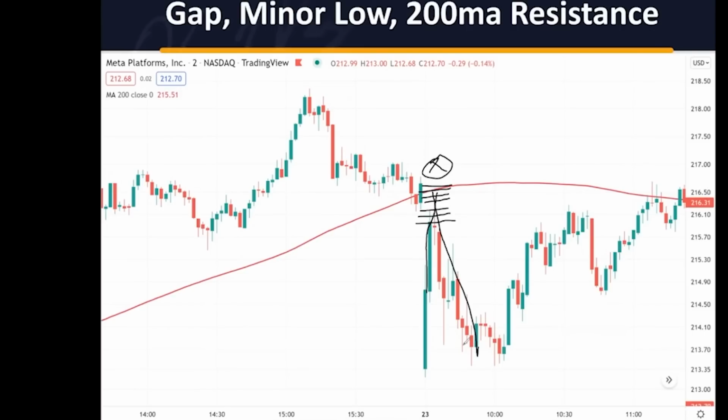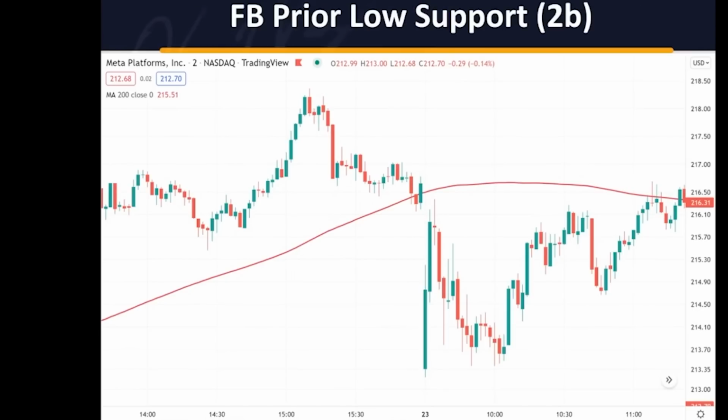And so this was a nice little quick 2, 4, 6, nice little quick drop to the downside, which gave me my $5,600 gain. Now, this is a multi-point move. It may not look big to some of you on the screen here, but this is a huge move from nearly 216 all the way back to 213. So nice move there. So this is gap resistance, minor low resistance, and 200 period moving average resistance coming at the same time.